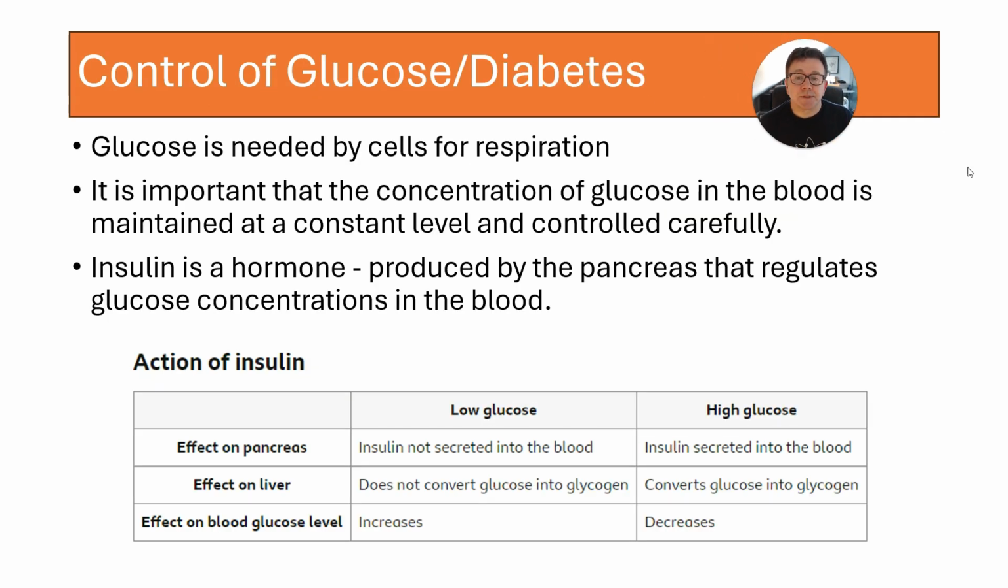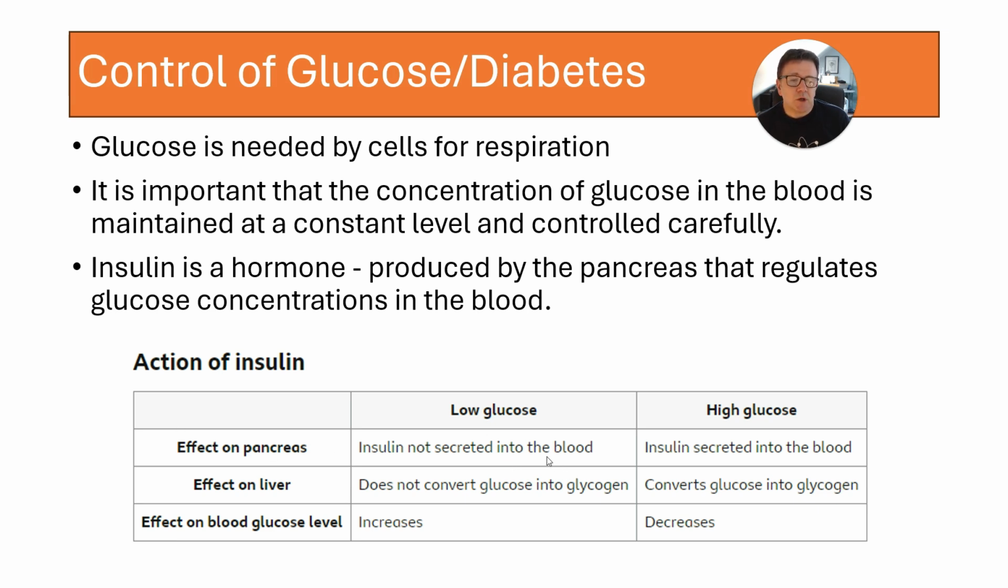Control of glucose. So diabetes, this is always a popular one. You need to know glucose, as you know, is needed by cells for respiration. It's important for glucose in the blood to be maintained. Insulin is produced by the pancreas and regulates glucose. So you need to know the action of insulin. What effect does it have?